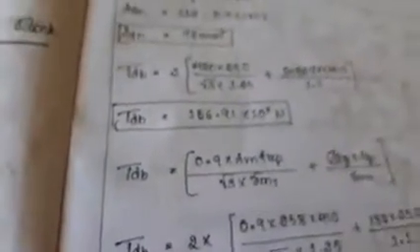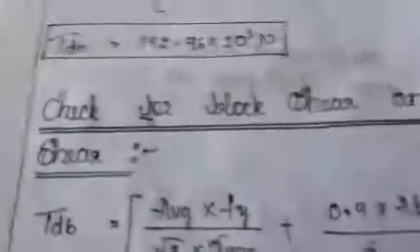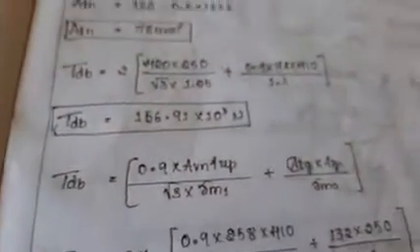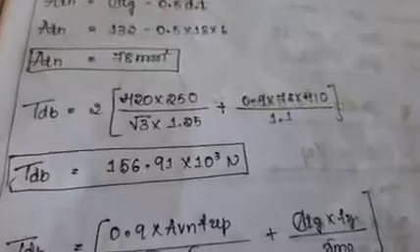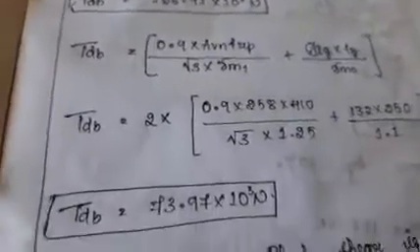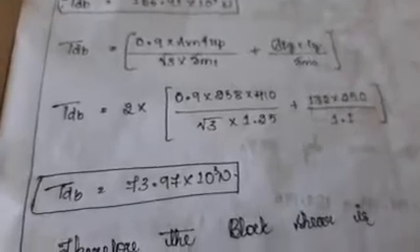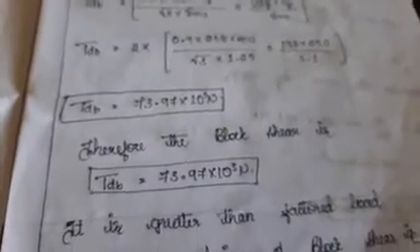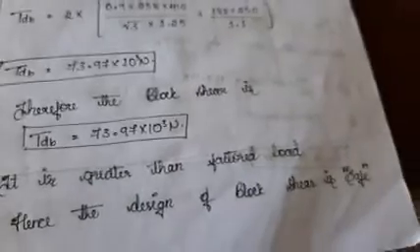Okay. So the entire values are substituted here into the Tdb formula, and here I have multiplied by 2 because it is a double sided angle. After substituting, you will get the value, that is 73.97 kilonewton, and the block shear value is 73.97. This is greater than the factored load. Hence the design for block shear is safe.